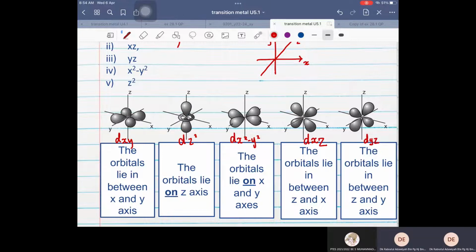Okay, so you can copy the description and you can label them. Next, I will teach you how to draw the shapes of all 5 in 2-dimensional. Okay, in 2-dimensional drawing. Even though the learning objective only says to draw 3D xy and 3D z square orbital. Okay, so that is actually a typo. It's not 3D z2. It's 3D z square.